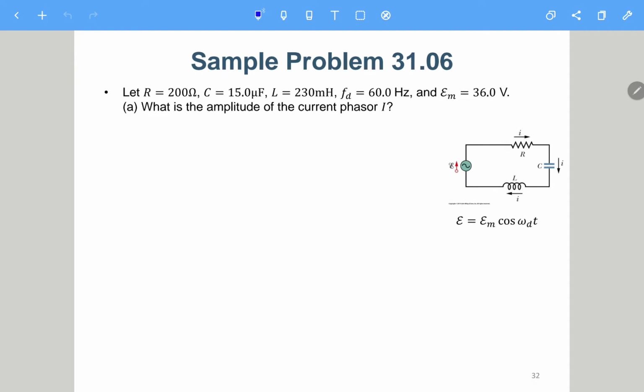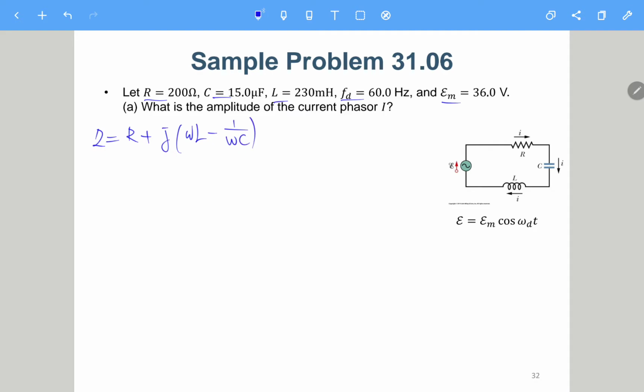Okay, so let's see how we can use the phasor for the sample problem. Here we can see the same circuit, and it tells you that R, C, L, and f_d, E_m are these values. What is the amplitude of the current phasor I? First of all, we try to calculate the impedance Z to be R plus, because it is RLC in series. If they are not in series, then the expression will be different. So let's say R plus j omega L plus 1 over omega C.